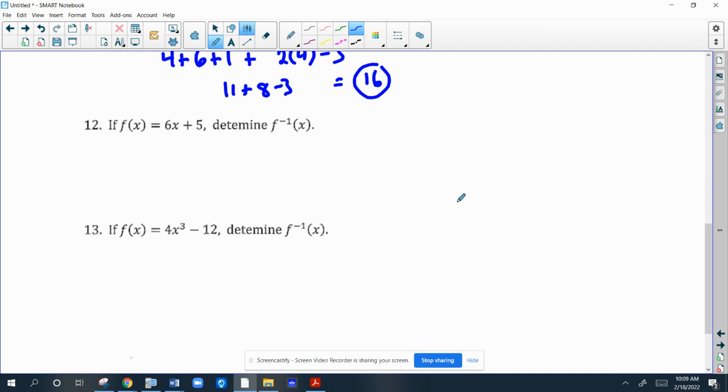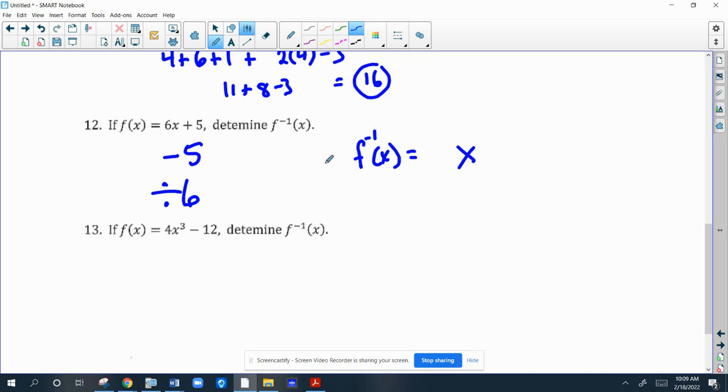So we have a couple more to go. These are inverse questions, which are hopefully pretty easy. If you want to determine the inverse, start out like this. We're going to undo this using our reverse order of operations. So we're going to subtract 5 first to get rid of that plus 5. And then we're going to divide by 6 second. It's important that you do that to the entire side. I'll show you here.